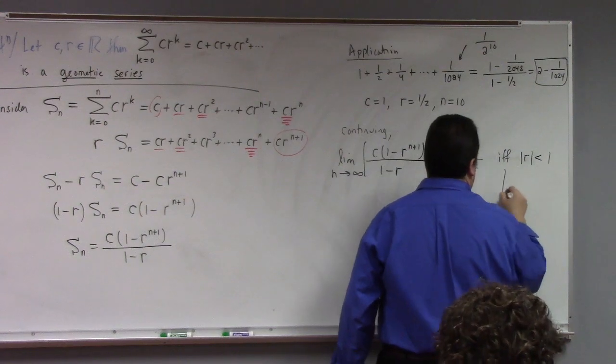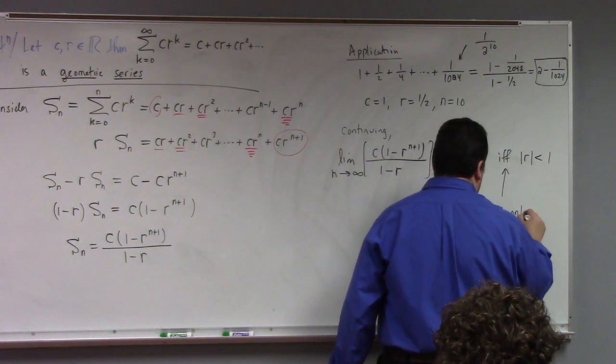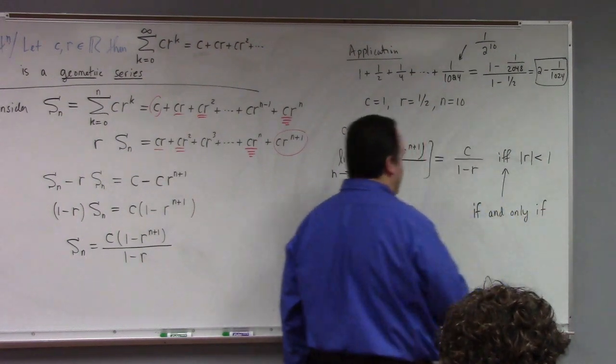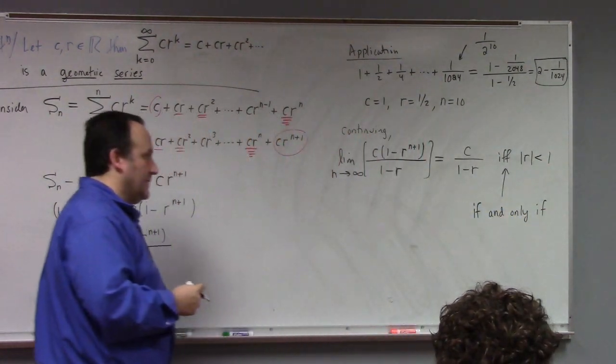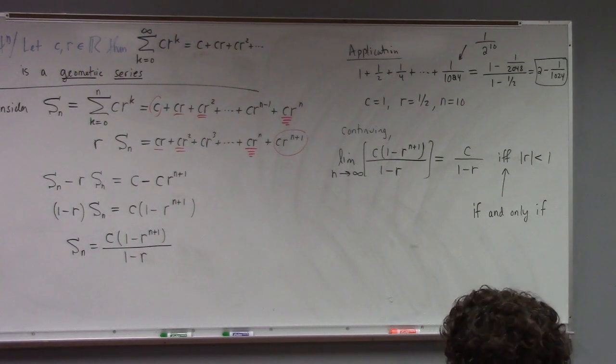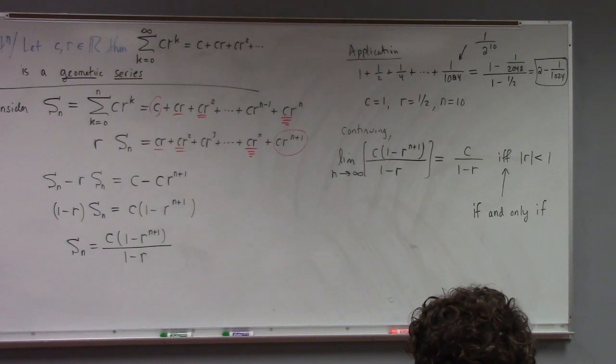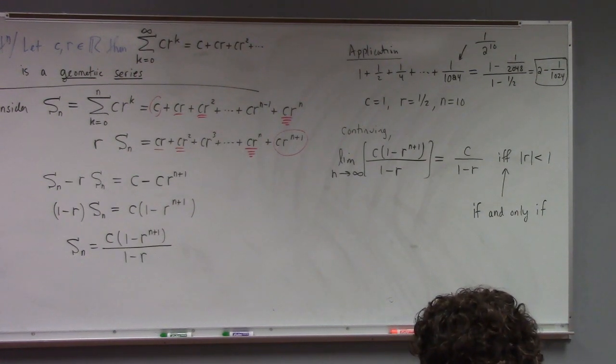if and only if the absolute value of r is less than 1. Sorry, I just used an abbreviation. That is, if and only if. That's what that means. In other words, to put it in more plain English, the geometric series converges only when the radius of the series, the r, has magnitude less than 1. Otherwise, it diverges. How does it diverge, by the way? Well, because the nth partial sum blows up.